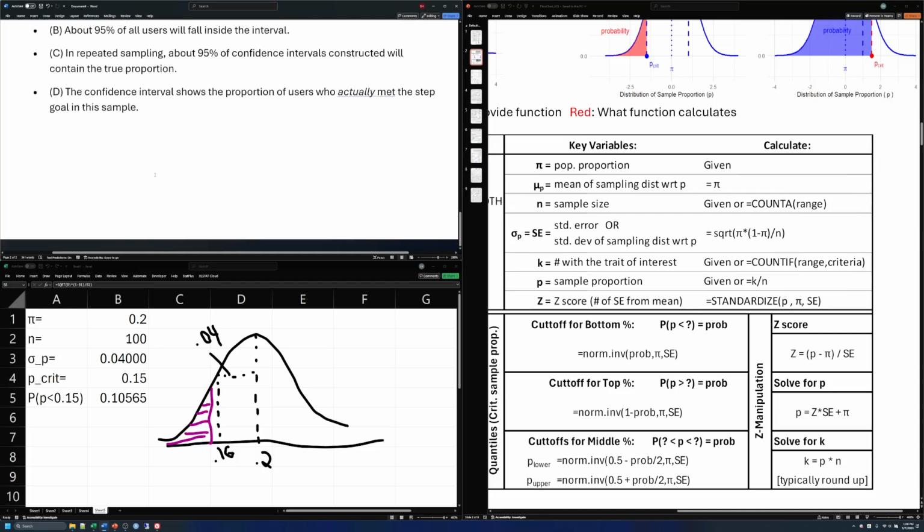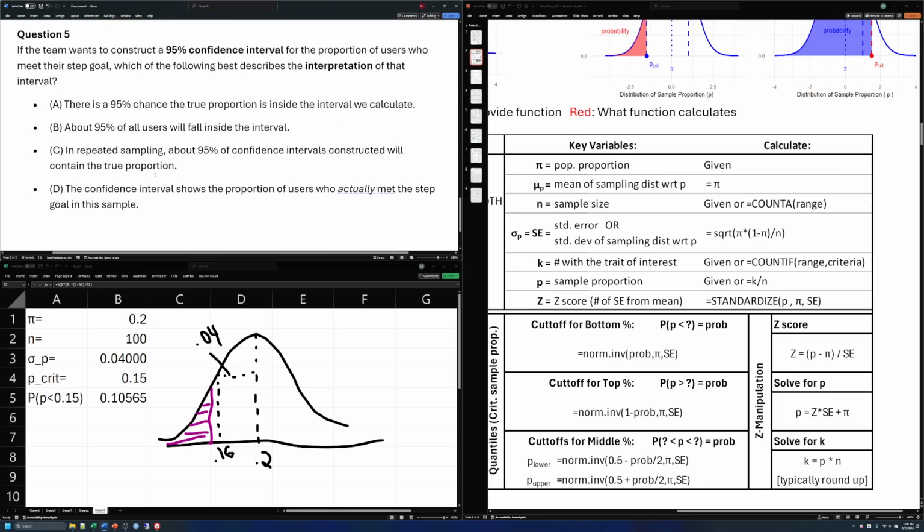And let's do question number 5. It says the team wants to construct a 95% confidence interval for the proportion of users who meet their step goal. Which best describes the interpretation of that interval? Okay, so instead of just saying that we think the true value actually is 20%, let's say, from this data, what would happen if we calculated a confidence interval? And when we do these in repeated sampling, about 95% of confidence intervals constructed will contain the true proportion.